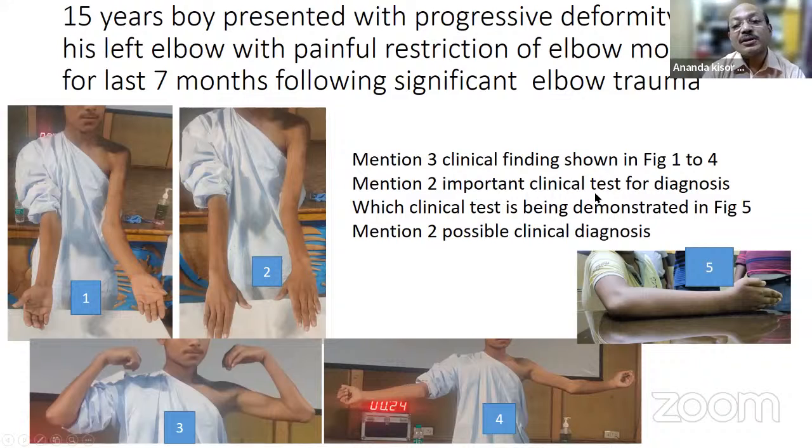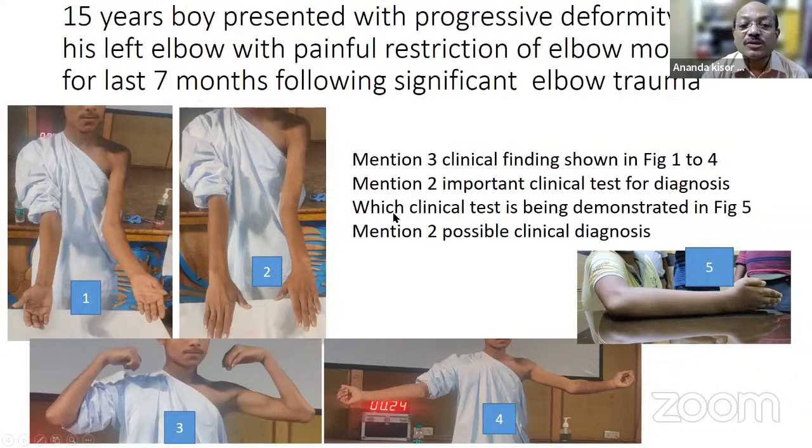So for another important clinical test, you have to palpate the radial head also, because if it is a malunited, it is very difficult to determine clinically the malunion of the proximal ulna. So that is why this test.